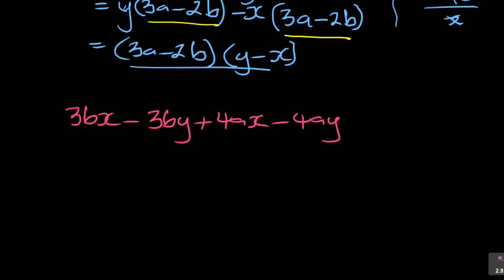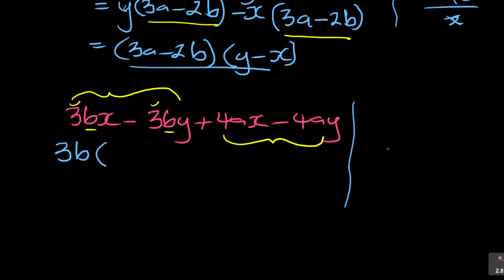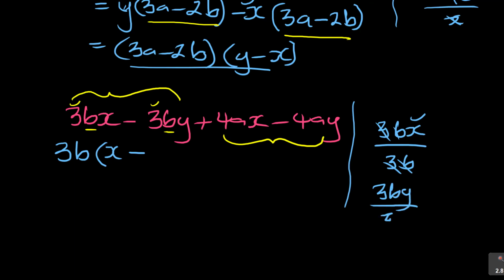Same thing. You ask yourself what's common in the first two, what's common in the last two. Of course, you're going to say, I see b, but don't forget even 3 is common this time. So you're going to take out what? 3b. Alright. When you're doing that, you are saying 3bx, you're dividing by that 3b. So that 3b goes, you're left with x. So you write x here. Then minus, and then now you've got 3by, divided by 3b, you cancel out, you've got y here.